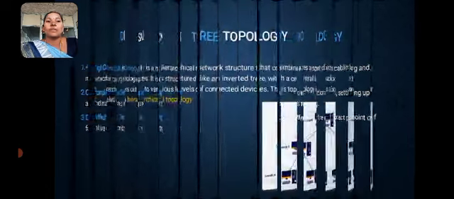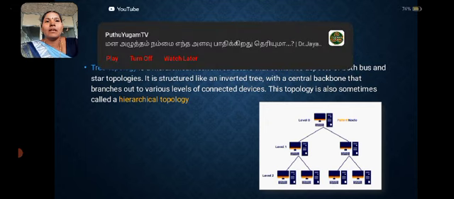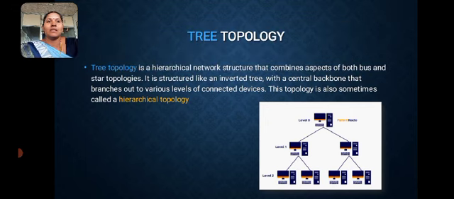The next topology is tree topology. A tree topology is a hierarchical network structure that combines aspects of both bus and star topology. It is structured like an inverted tree, with a central backbone that branches out to various levels of connected devices.